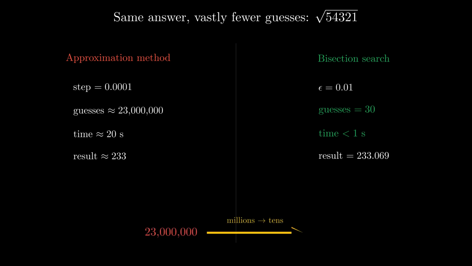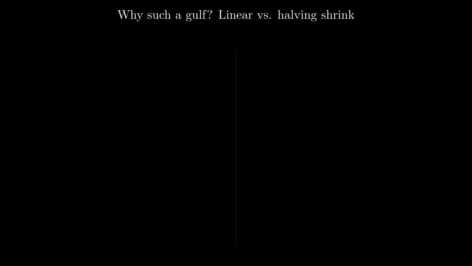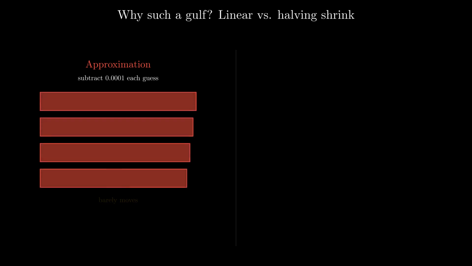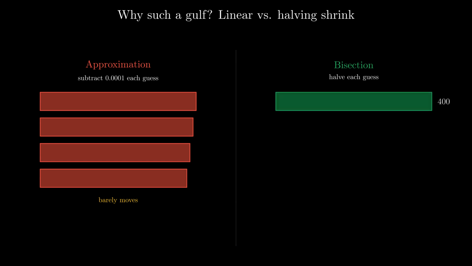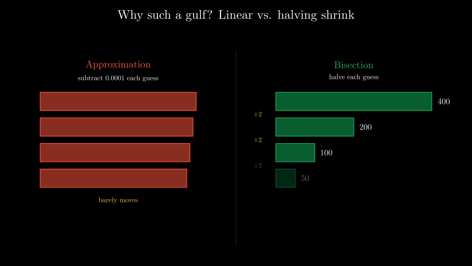We didn't shave 23 million down to 5 million. We dropped from the order of millions all the way to tens. Why such a gulf? With the approximation method, each guess shaves the search space by a fixed tiny step, 0.0001. With bisection, each guess cuts the search space in half. If you had 400 pages to search, one guess leaves 200, the next leaves 100, the next leaves 50. That halving is everything. Here's where the logarithm comes from.